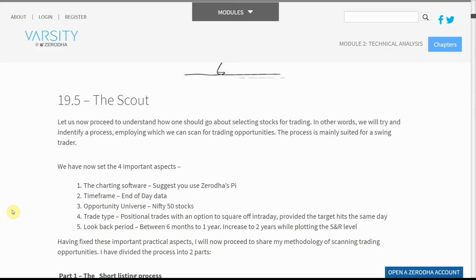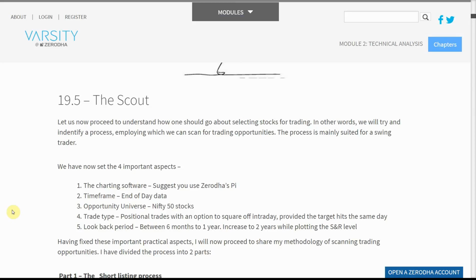We have now set the 4 important aspects. Time frame, end of day data. Opportunity universe, Nifty 50 stocks. Trade type, positional trades with an option to square off intraday, provided the target hits the same day. Look back period, between 6 months to 1 year. Increase to 2 years while plotting the S&R level.